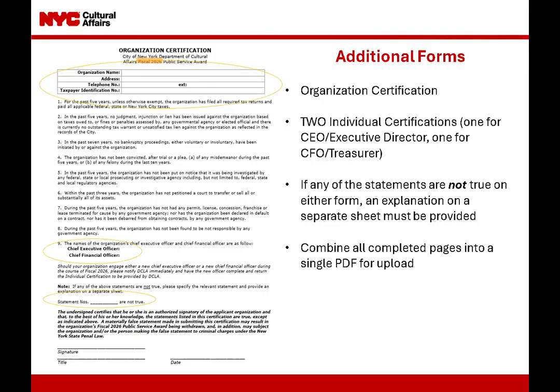For the 2 individual certifications, one for CEO Executive Director, one for CFO Treasurer, if your CEO and CFO are the same person, you only need to submit one form. As with the organization certification, if any of the statements are not true, an explanation on a separate sheet must be included. All forms should be signed and dated at the bottom. Once you have completed the organization and individual certifications, as well as any explanation, if necessary, please combine all pages into a single PDF to upload. Further instructions can be found in the CDF funding requirements document.